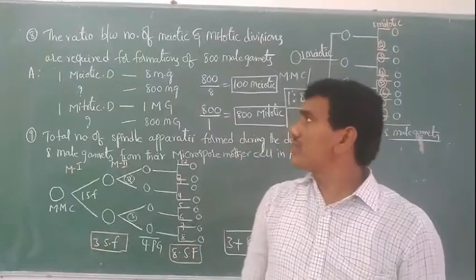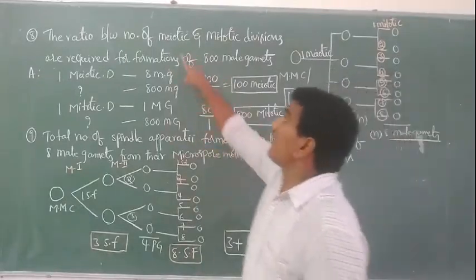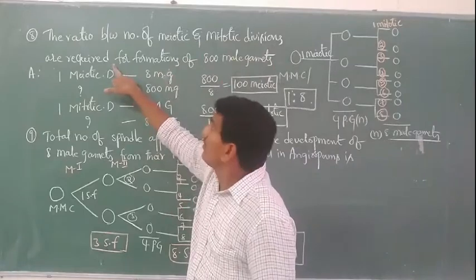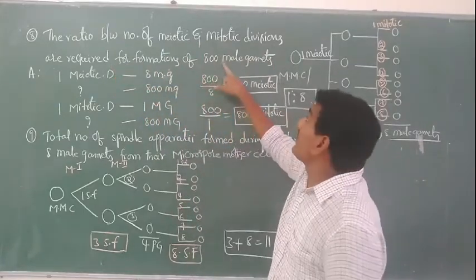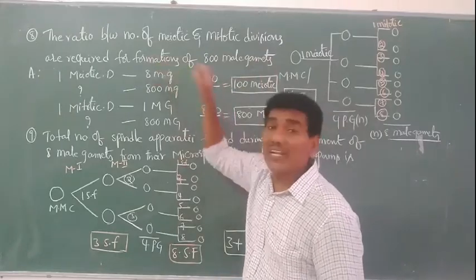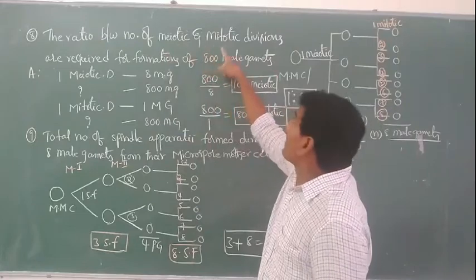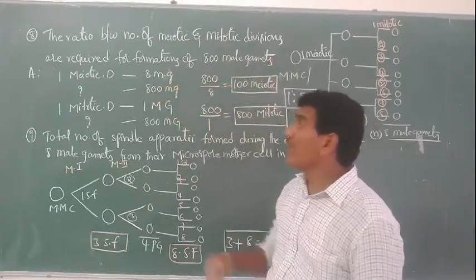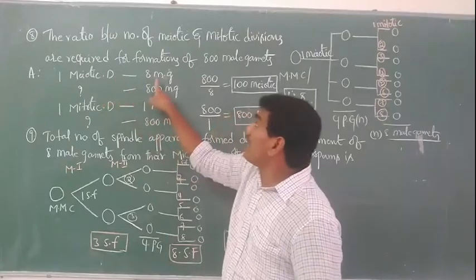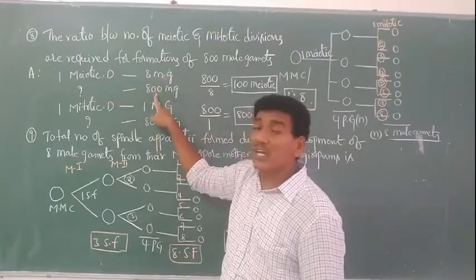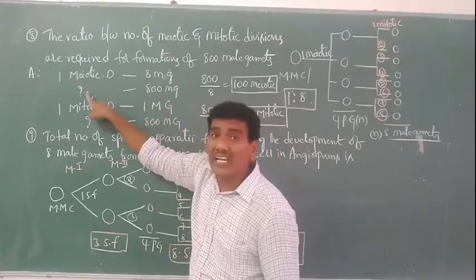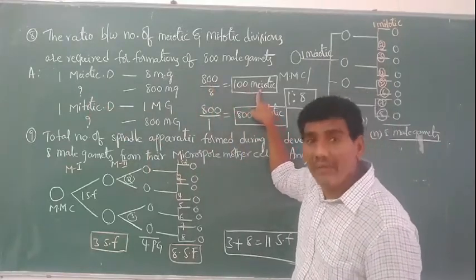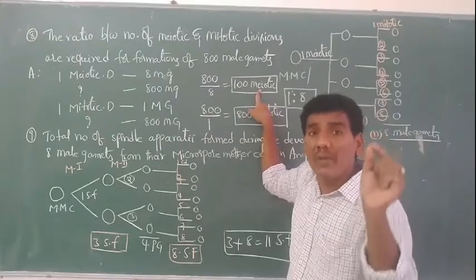The next problem: the ratio between the number of meiotic and mitotic divisions required for the formation of 800 male gametes. 1 meiotic division forms 8 male gametes. For 800 male gametes, how many meiotic divisions are required? 800 by 8, 100 meiotic divisions are required.